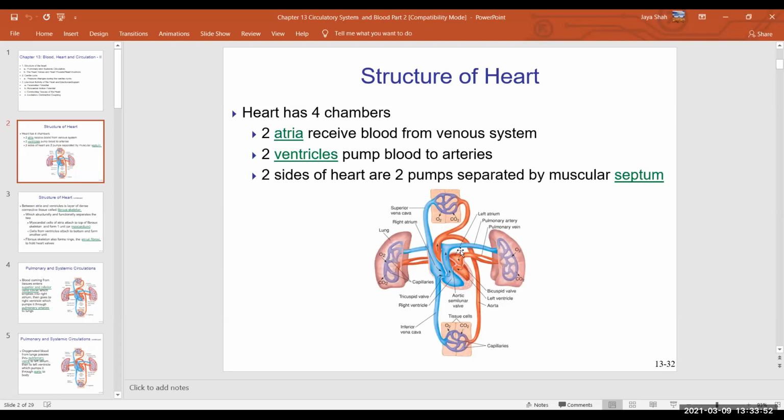If you see here, because I am here in the lab, I'm going to bring the heart model and show you guys here. Okay, just a minute, give me a minute.